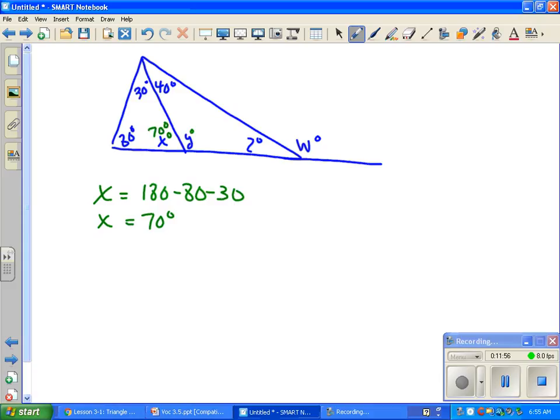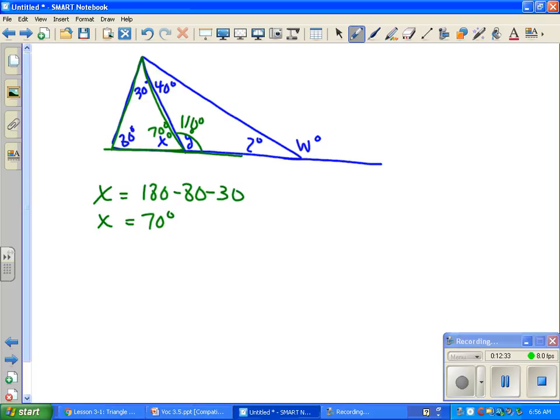Now if X is 70, we know the one beside it has to also be a linear pair, so that means it has to add up to 180. But if you look at this picture very carefully, Y happens to be the angle on the outside of the smaller triangle. It's that exterior angle. So I could just add 80 and 30 together and find it's 110. Or I could realize that X and Y add up to 180 and subtract 70 and find it's 110. So I can find it more than one way and be able to check my answers.